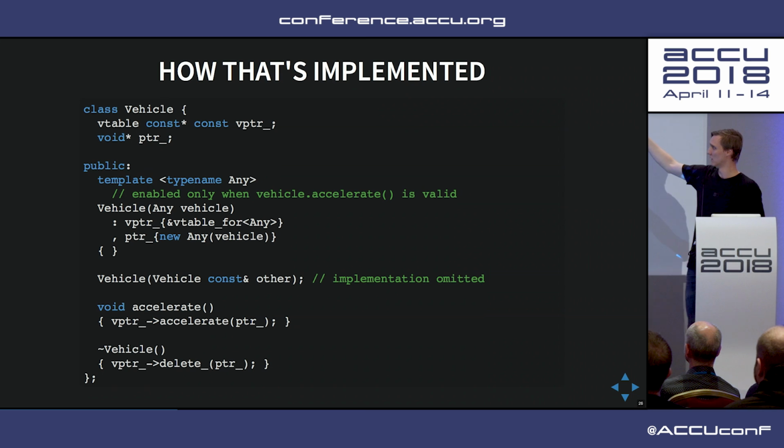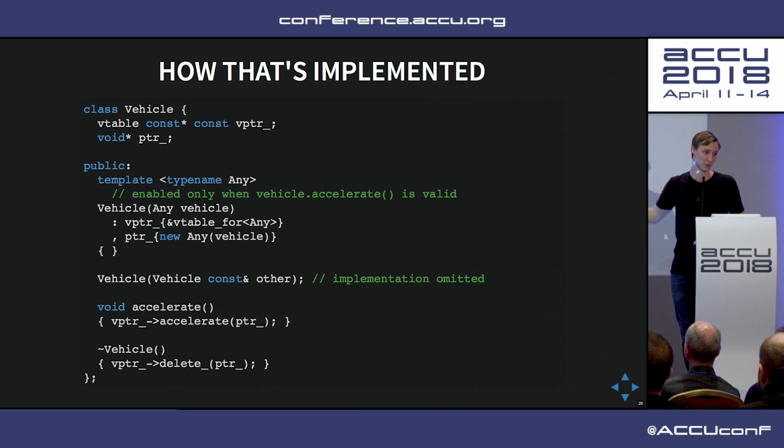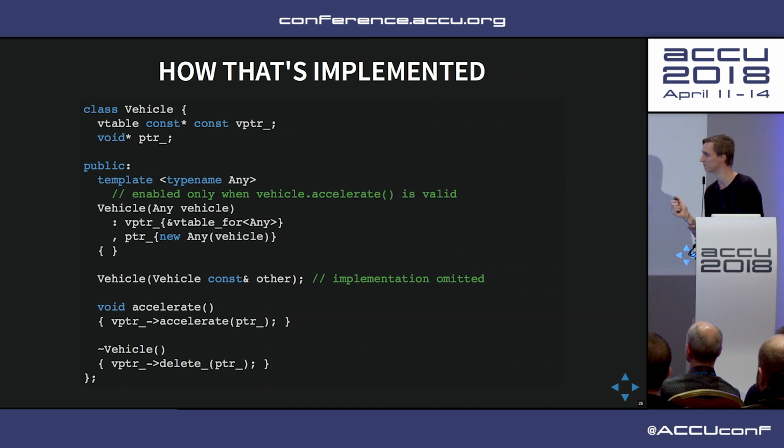So conceptually, you have basically a pointer to your Vtable and a pointer to your data, and then when you construct a vehicle from anything that has an accelerate method, for example, okay, well, first of all, you set the Vtable pointer to the right Vtable. I'm going to show you on the next slide how that Vtable is defined, okay? So just assume you have a Vtable somewhere. So I'm just getting a pointer to that thing. And then you basically make a copy of your vehicle, right? And you assign that to your void pointer.